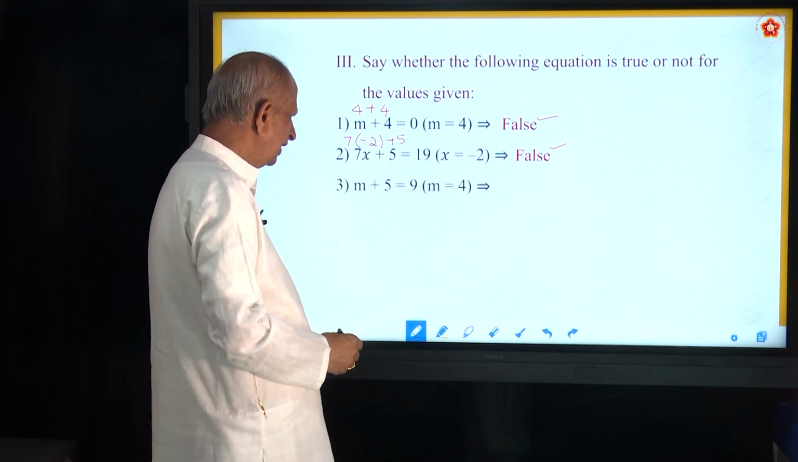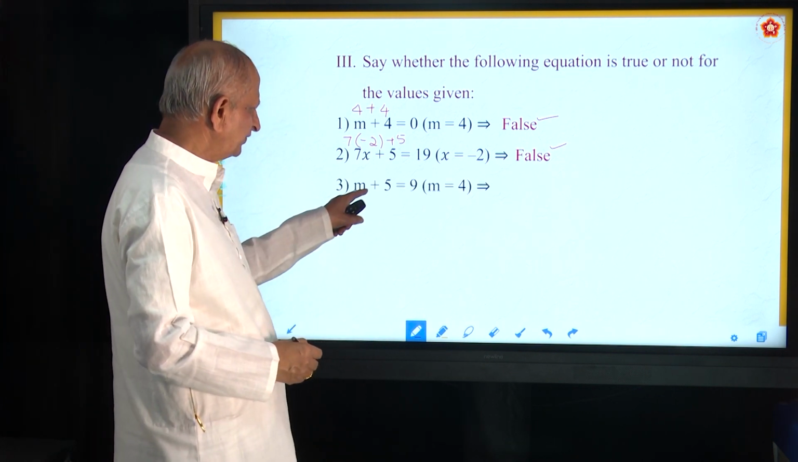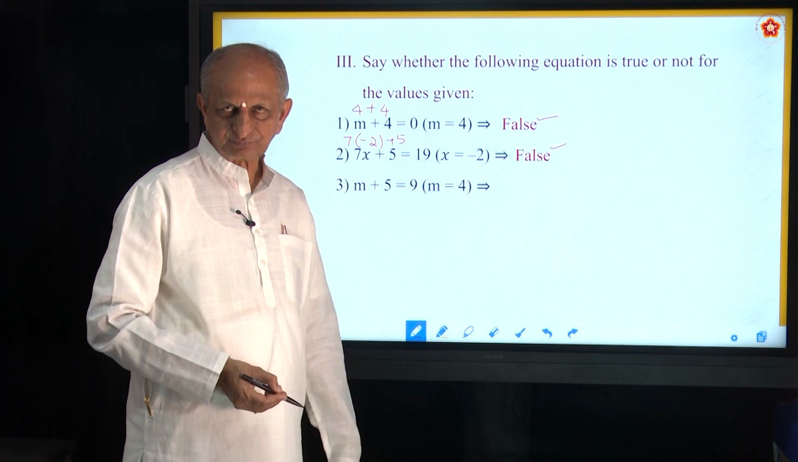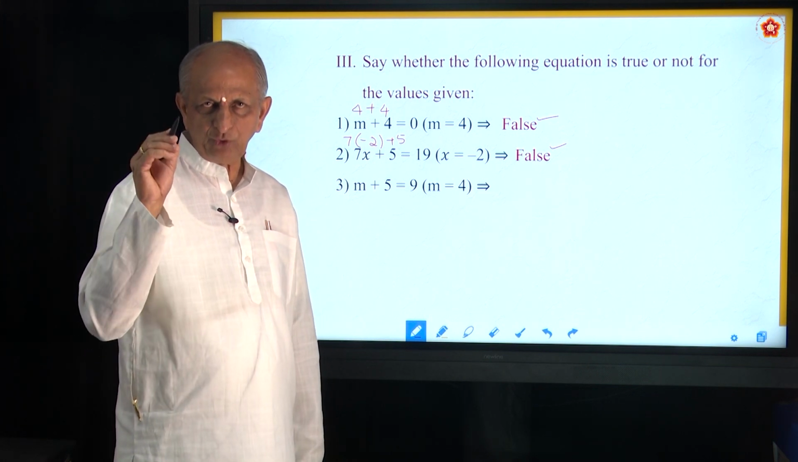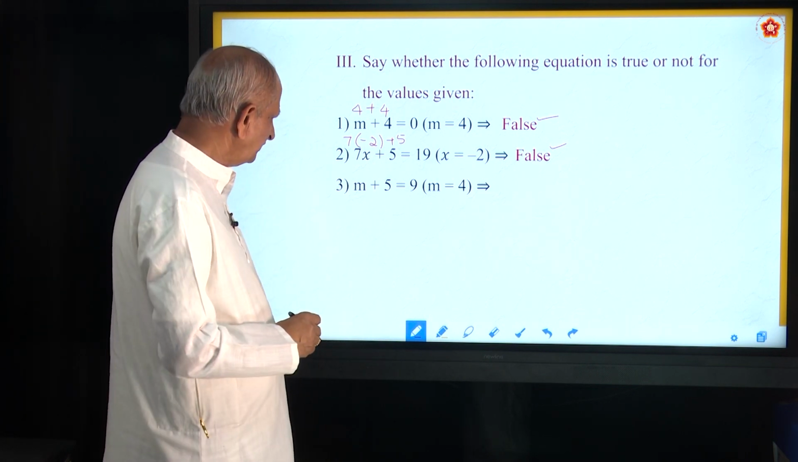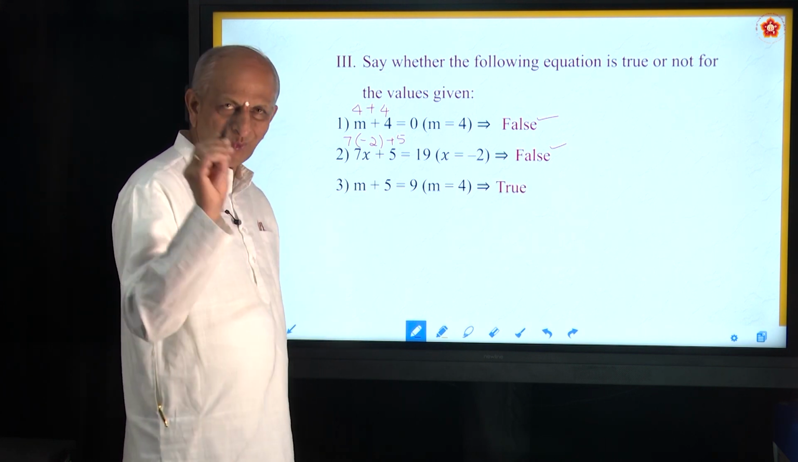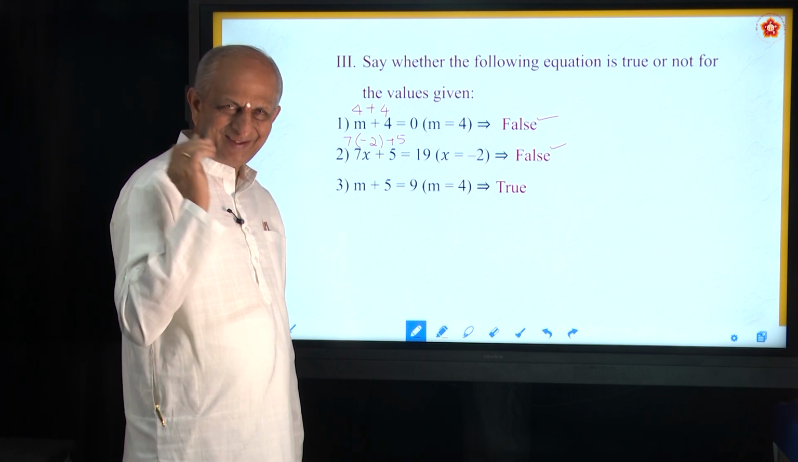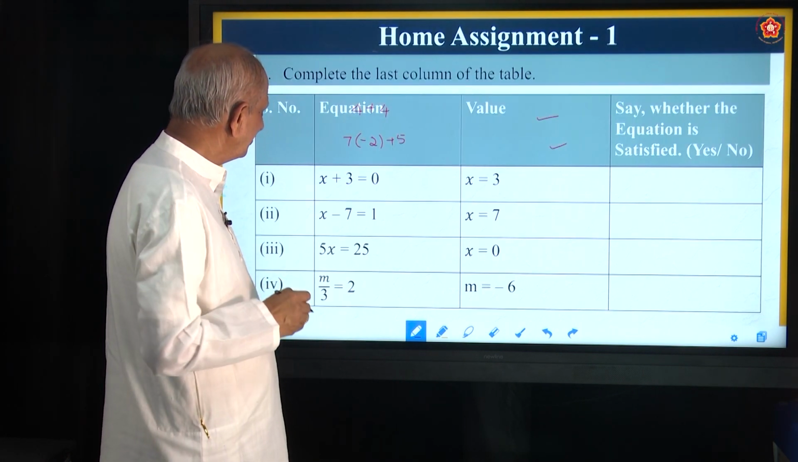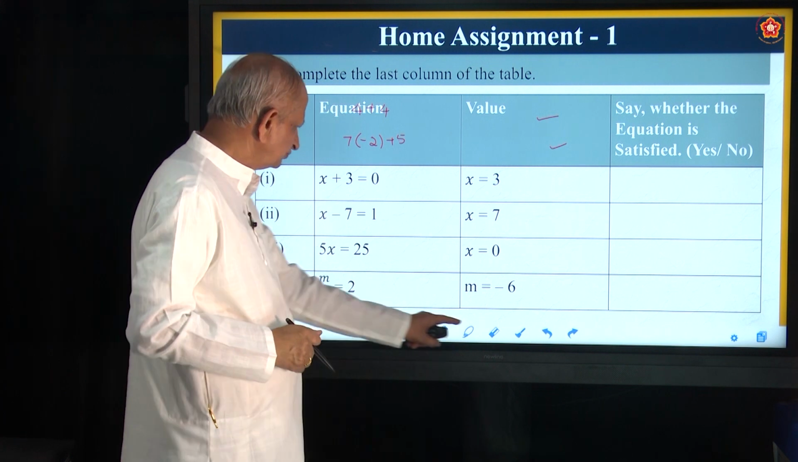Okay. Third one, m plus 5 is equal to 9. For the value of m equal to 4, what happens? 4 plus 5 becomes 9. So, it is true. Okay. Following?